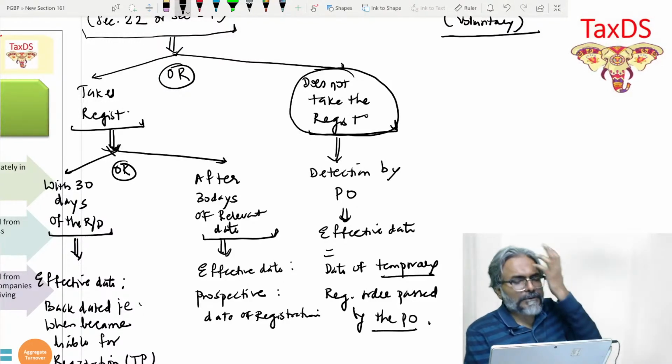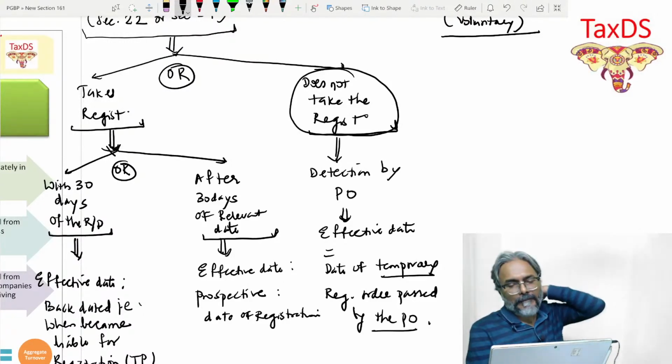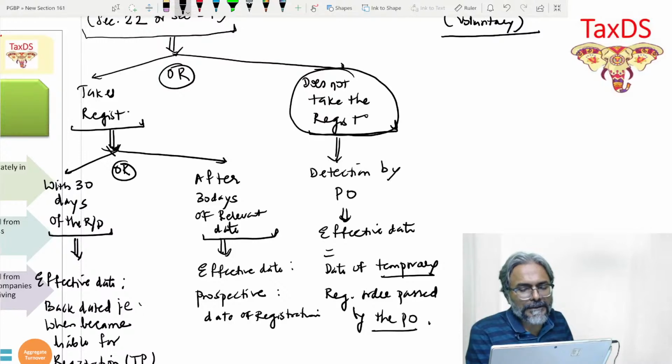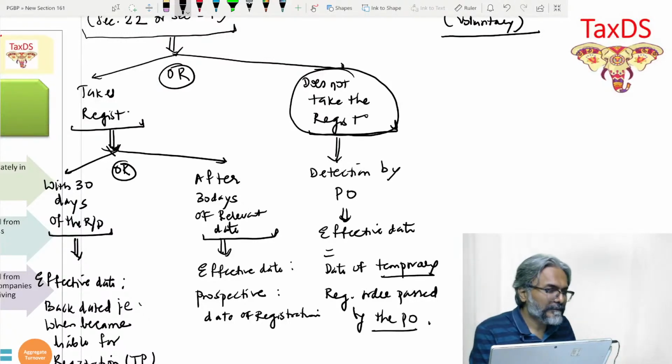The effective date, students, in this case would be the date of temporary registration order which is passed by the proper officer, students. So therefore, the proper officer, once he has detected your case, he will pass a temporary registration order, and that date becomes your effective date, from which date you will be in a position to avail the ITC. Is that point clear to all of you, students? Have you all copied on this one?